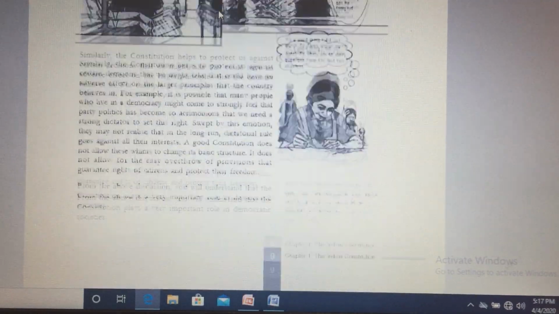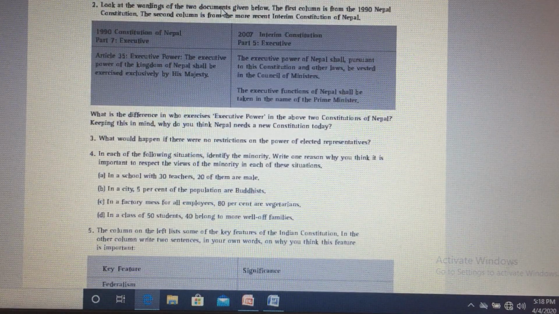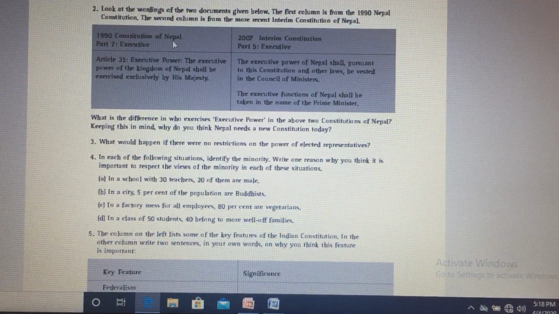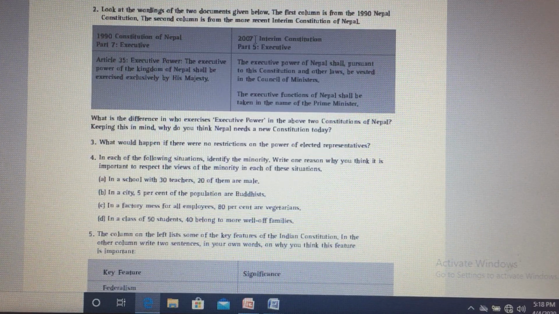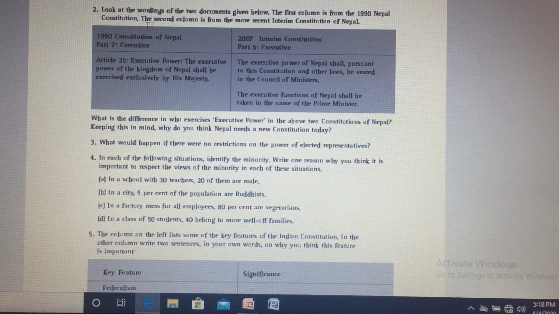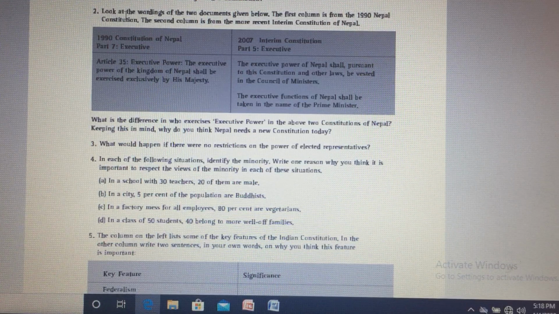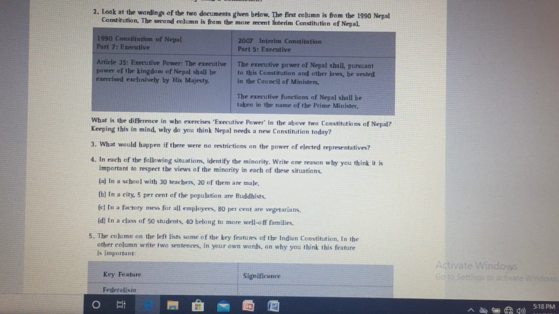Now question number 2. Let me take you to the book. Here you can see question number 2. It's a table which tells us the Constitution of Nepal of 1990 and the interim Constitution of Nepal of 2007. So we need to look at the wordings of the two documents given below.